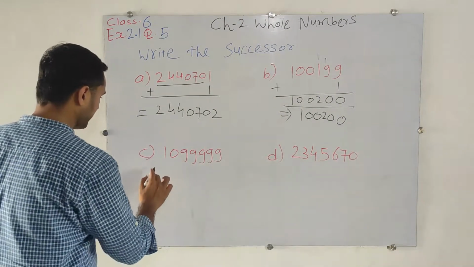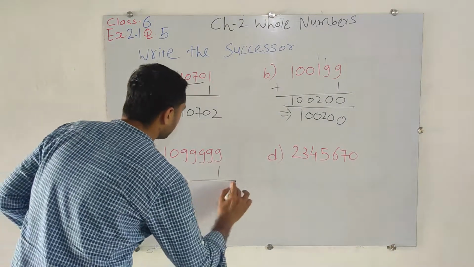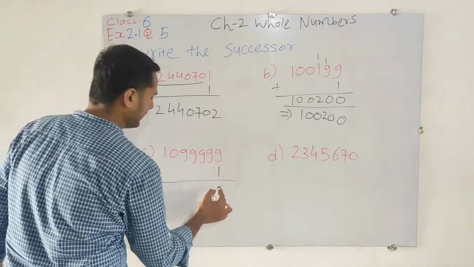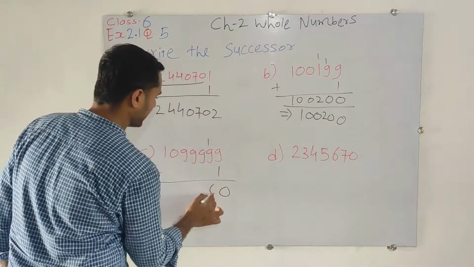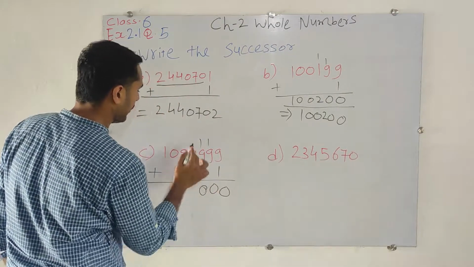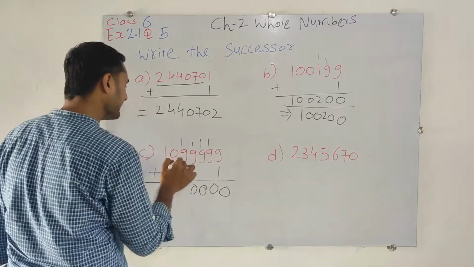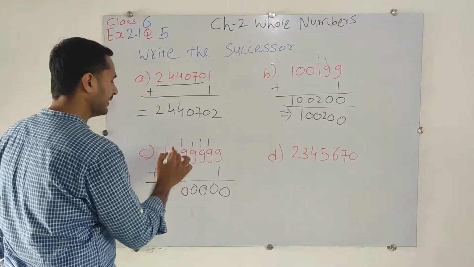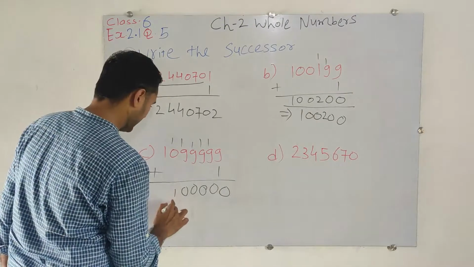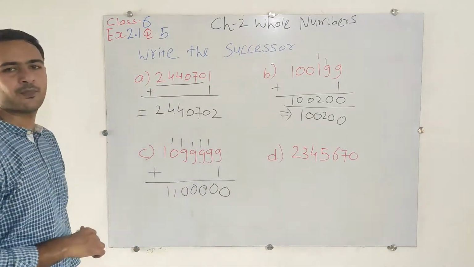Again, for this number, we simply add 1. 9 and 1 is 10, so 0 and carry 1, and this repeats for each 9. Finally 1 and 0, that is 1 and 1, as it is.